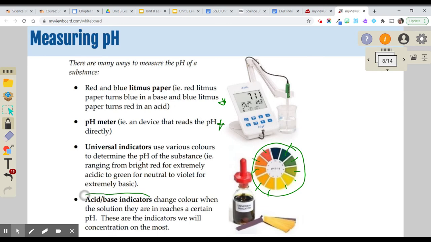And then there are also acid-base indicators, which we're going to take a closer look at now. These are substances that, when you put them into an acid or base, or an acid or base into them, are going to change color depending on the pH.